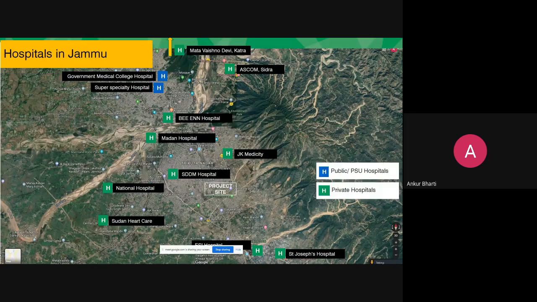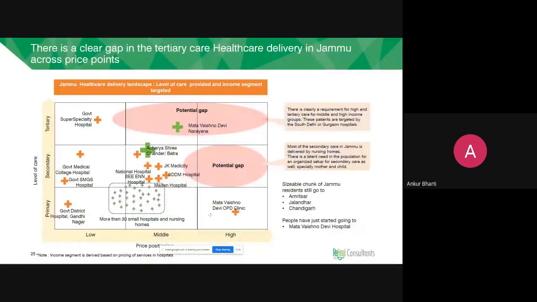This is the mapping of all the healthcare providers in the city, and almost all of them, except for Mata Vaishno Devi and the medical college. Obviously, the government medical college and super specialty hospital were larger, but all the other private sector were less than or around 50 beds. So based on our primary analysis and secondary analysis, we came to the conclusion that the high-end super specialty market has a gap, and this was a representation for that.